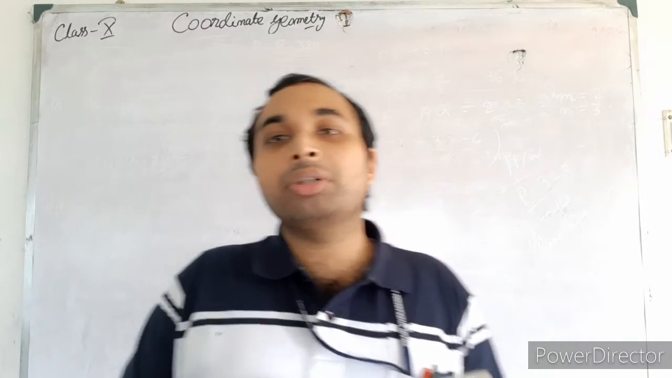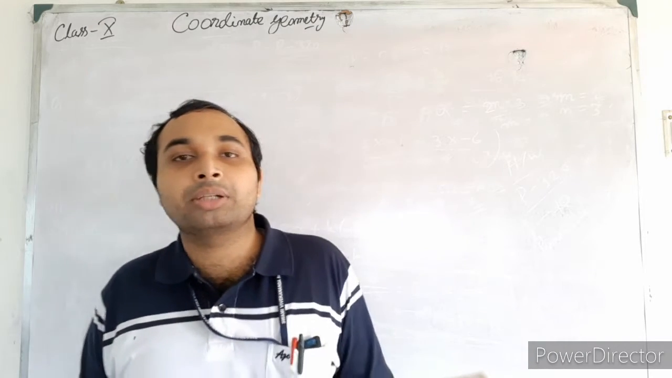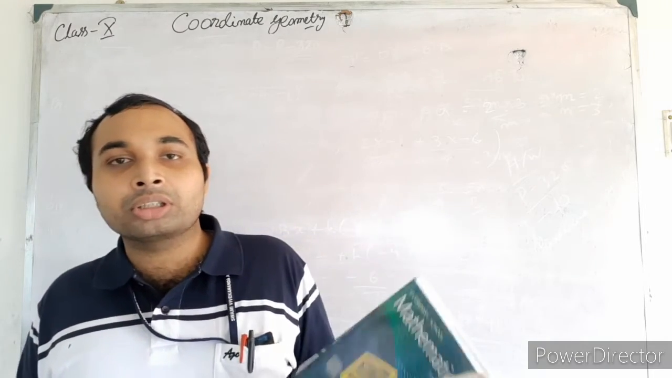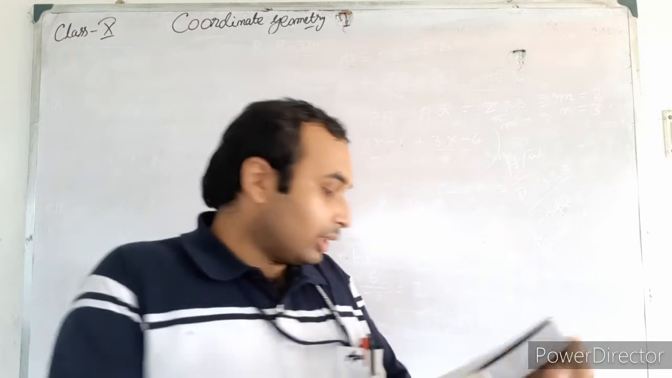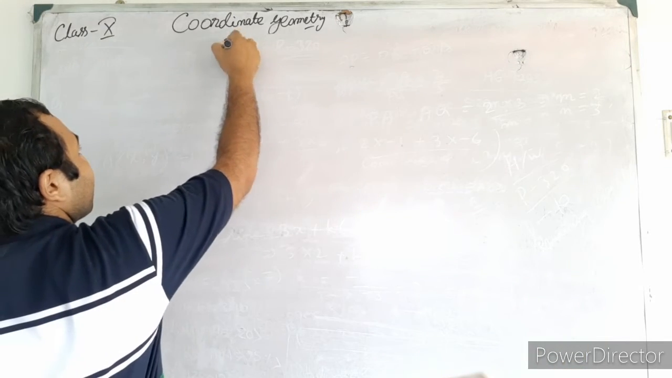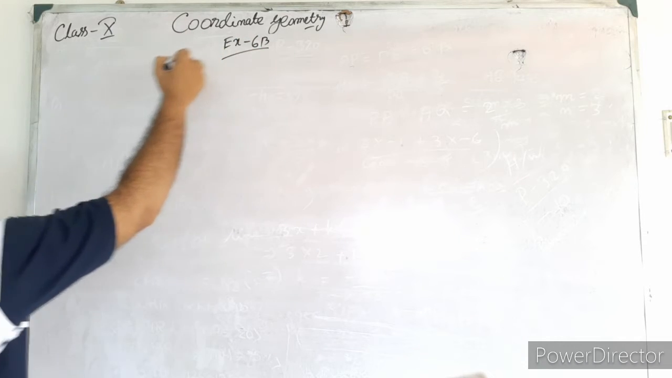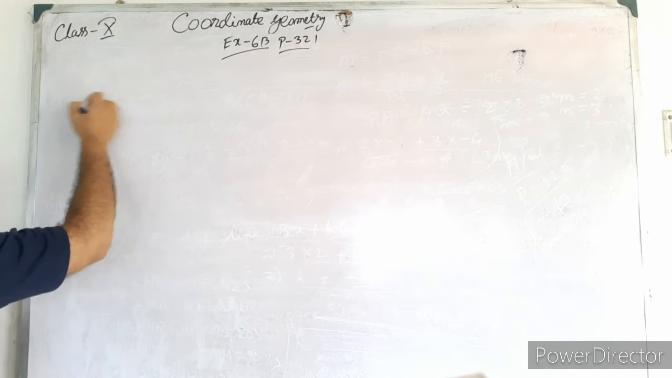We were discussing coordinate geometry, and in the previous video we solved some examples of the section formula. Now we will also solve some examples from the exercise of our Pythagoras book. Exercise 6B, page number 321 and question number 13.